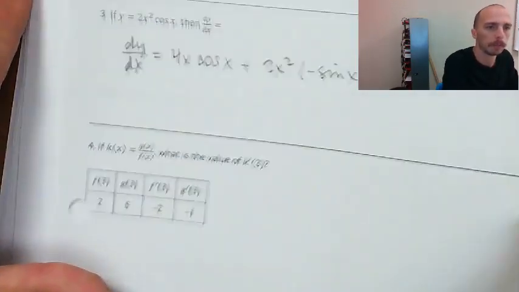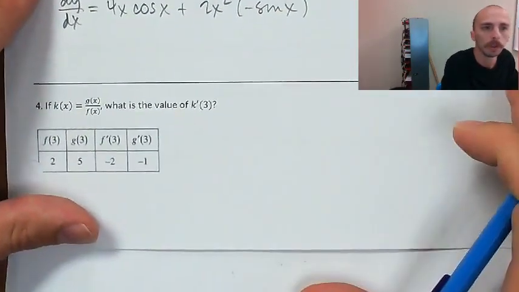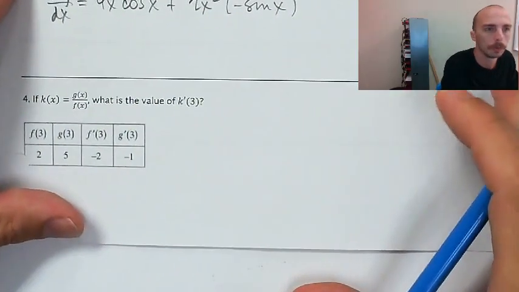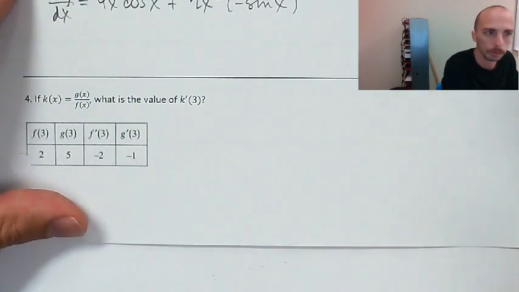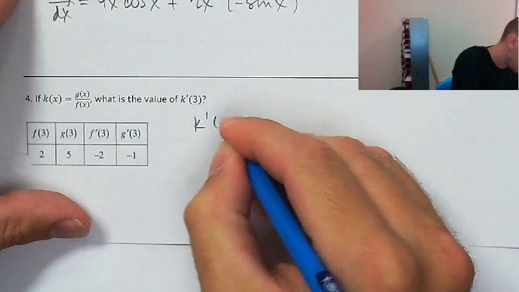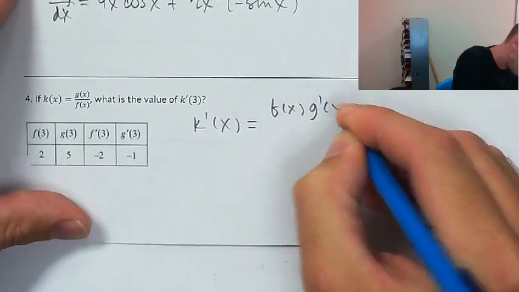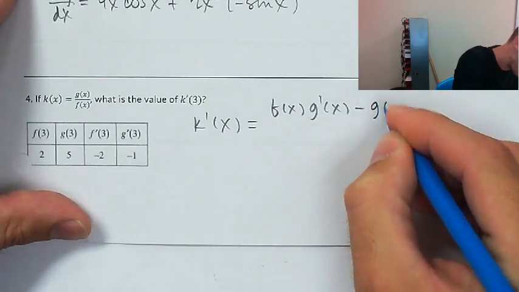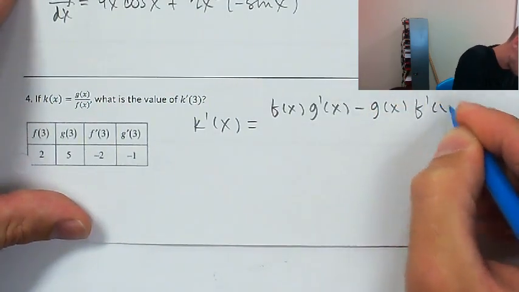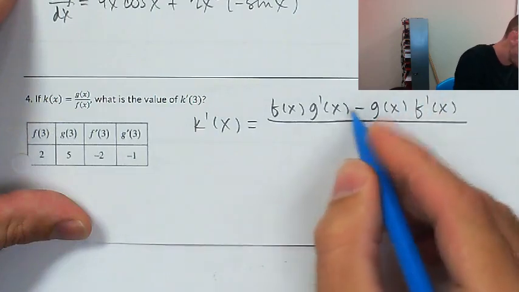Okay, now we've got a table problem with a quotient. So we're going to need to use the quotient rule. So k prime of x is bottom times derivative of top minus top times derivative of bottom divided by bottom squared.